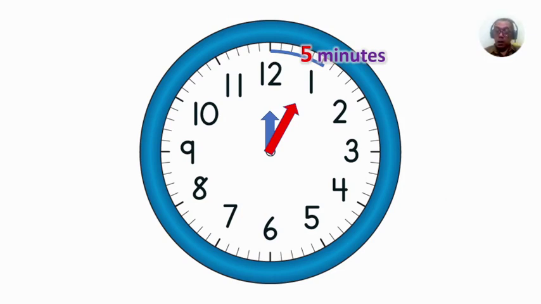Here is 5 minutes past 12. We say 12:05. Because why? It's 5 minutes here. From this place to this place, the long hand shows minutes. So 12:05.